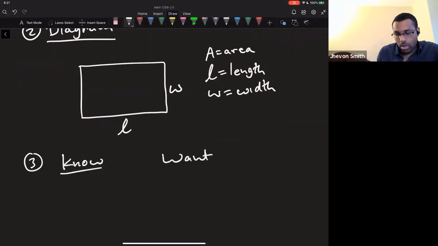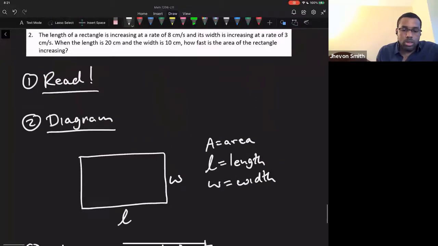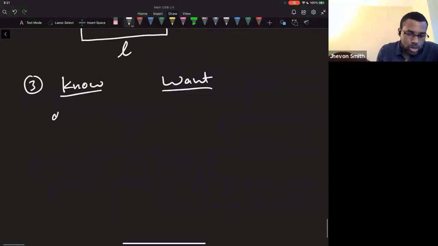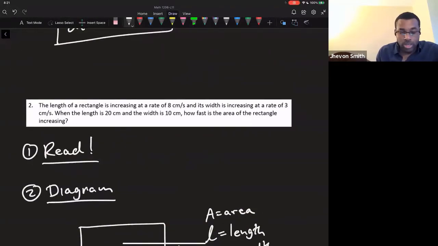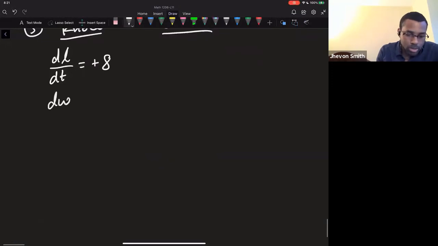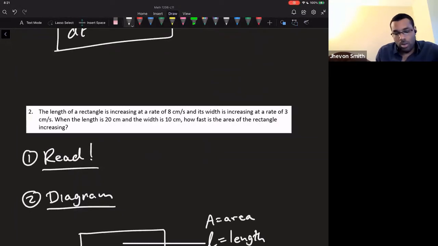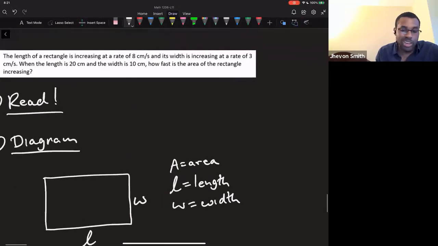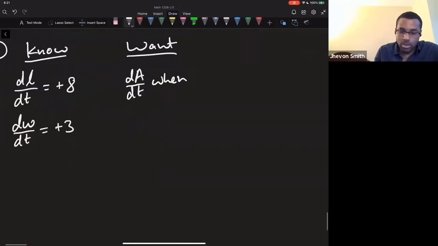3, what do I know? What do I want? So I know the length is increasing at 8. So I know that dL/dt is positive 8. The width is increasing at a rate of 3. So I know that dW/dt is positive 3. How fast is the area increasing? So what do I want? I want the rate of change of area. When do I want it? I want it when length equals 20 and width equals 10.